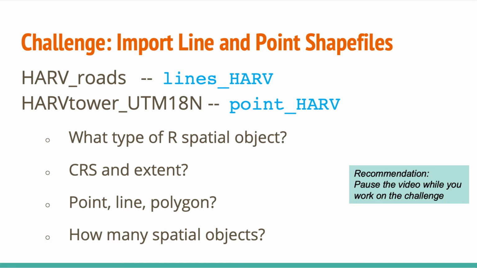So next, we have a challenge for you to try. Using the steps above, your challenge is to import the HARV_roads and the HARVtower_UTM18N layers into R. Call the HARV roads object lines_HARV and call the HARVtower_UTM18N object point_HARV. For each object, answer the following questions. What type of R spatial object is created when you import each layer? What is the CRS and extent for each object? Do these files contain points, lines, or polygons? And finally, how many spatial objects are in each file? So we suggest you pause this video while you try the challenge, and when you're ready, restart the video and we'll go through the steps.